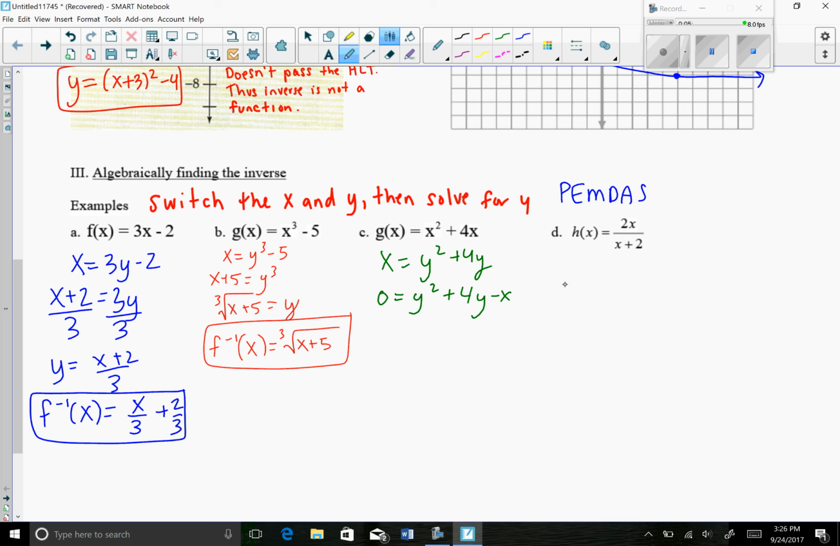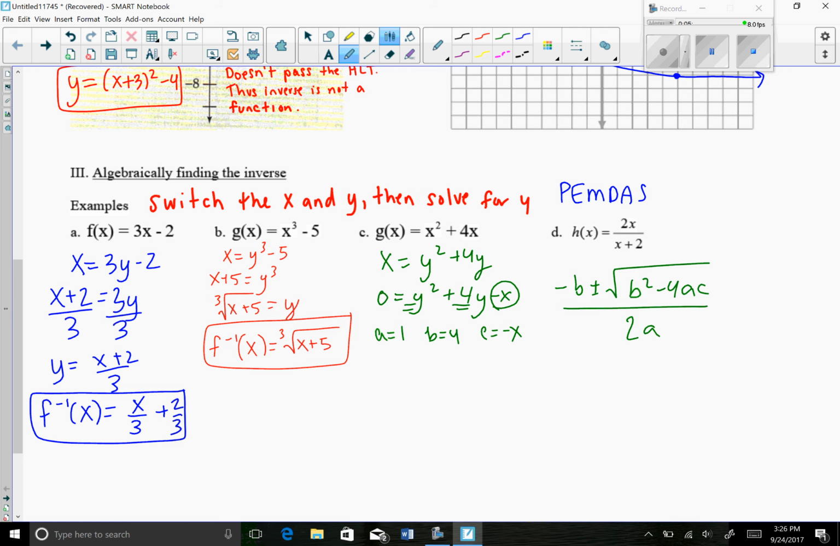So if you recall, the quadratic formula is negative b plus or minus the square root of b squared minus 4 times a times c all over 2a. So in this case, my a value is what's in front of my quadratic term, which is just 1. My b value in this case is equal to 4, and my c would be this whole last term, negative x. Because again, remember, we're trying to write the inverse equation.